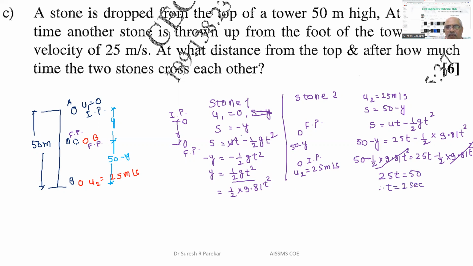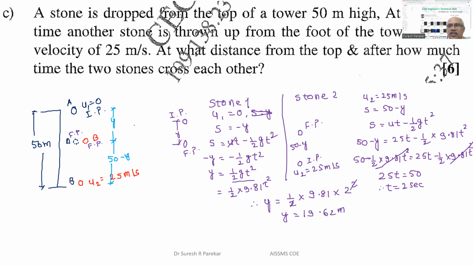And then what will be y? We are interested in y, and therefore y is equal to half into 9.81 into 2 square. So 2 gets cancelled, and we have y equal to 9.81 into 2, which is 19.62 meter.